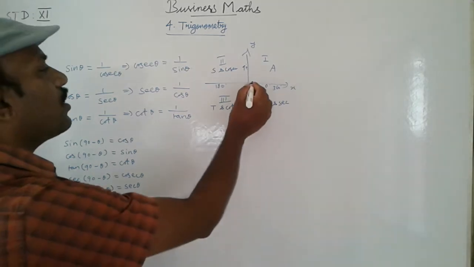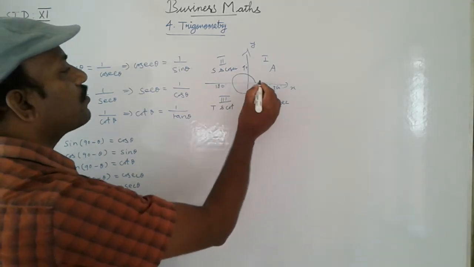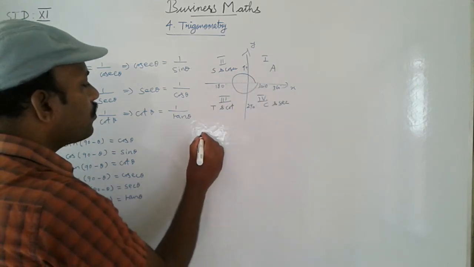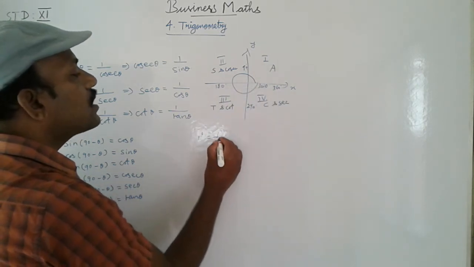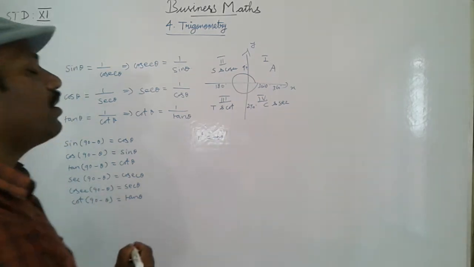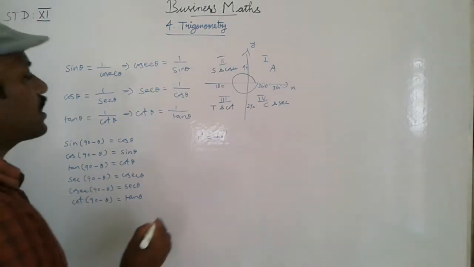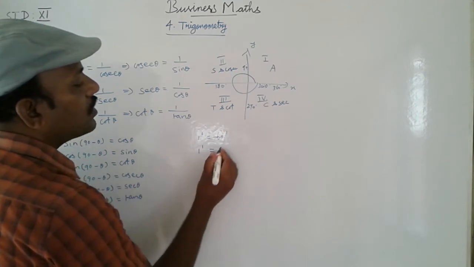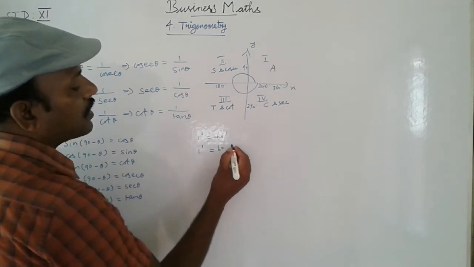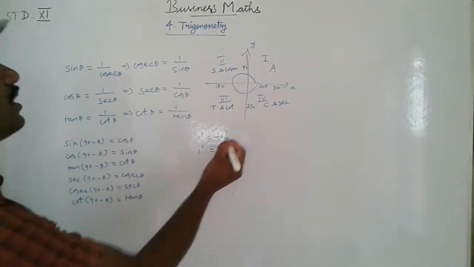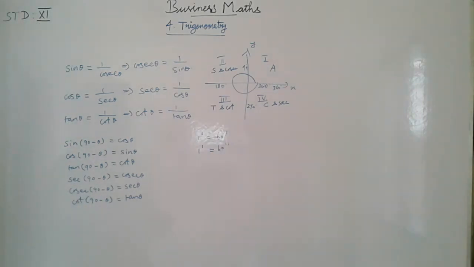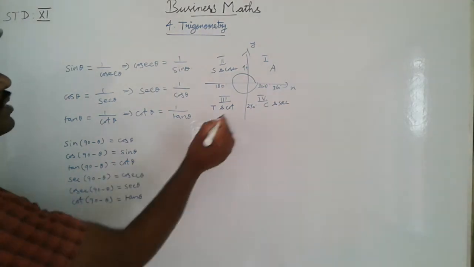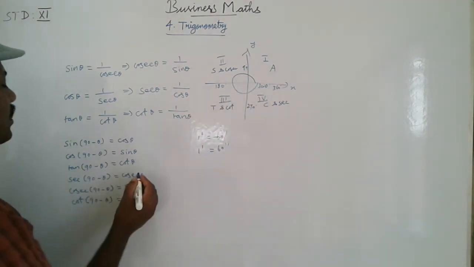Here the total is what? 360 degree. So 1 degree equals 60 minutes. 1 minute equals 60 seconds. So we should substitute these values. See some tables, some values are given.